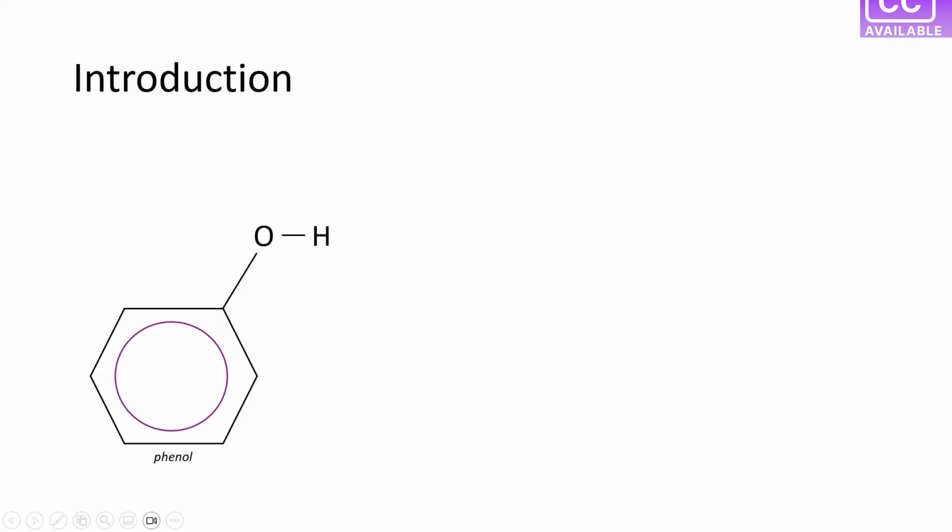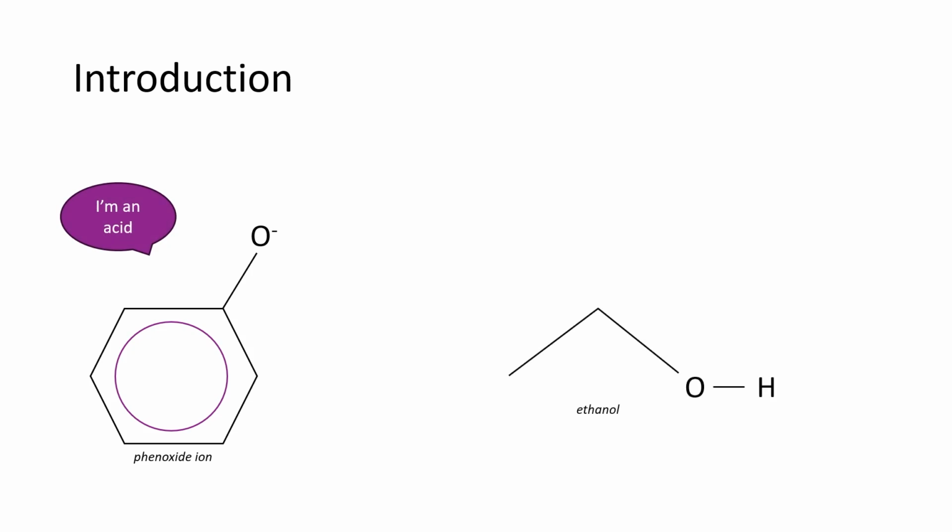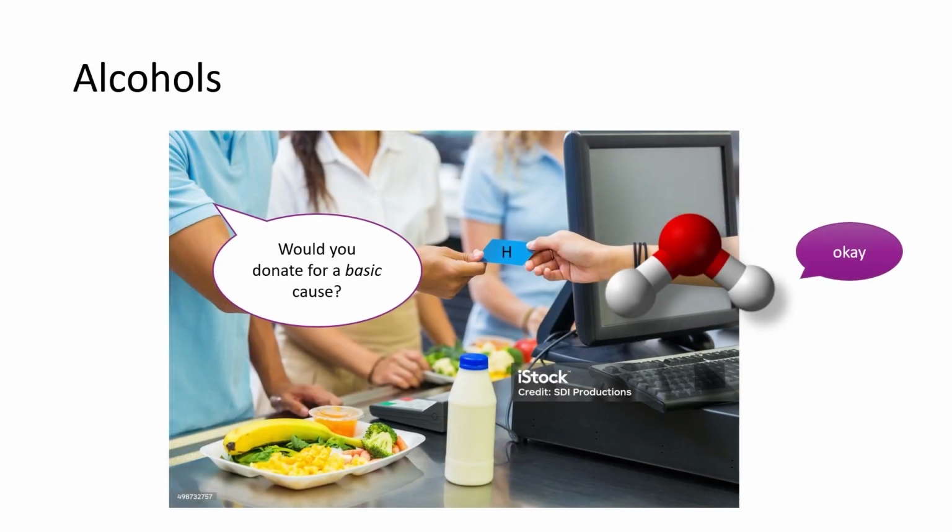If this hydrogen here can release itself from the oxygen, then it's an acid. Or let's take this ethanol, and if this hydrogen here also can donate itself away, then now it's an acid too. But how do we know how willing it is to donate hydrogen?